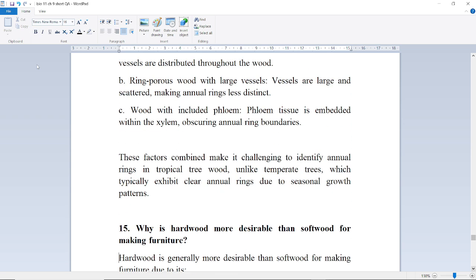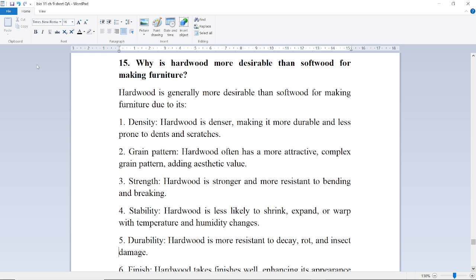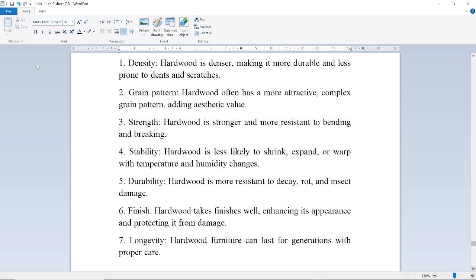Next question is, why is hardwood more desirable than softwood for making furniture? Hardwood is generally more desirable than softwood for making furniture due to its density. Hardwood is denser, making it more durable and less prone to dents and scratches. Grain pattern. Hardwood often has a more attractive, complex grain pattern, adding aesthetic value. Strength. Hardwood is stronger and more resistant to bending and breaking.